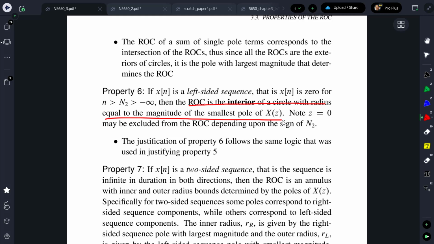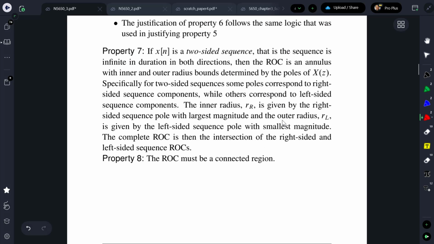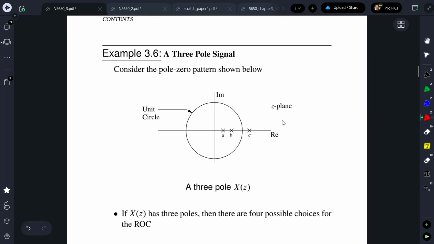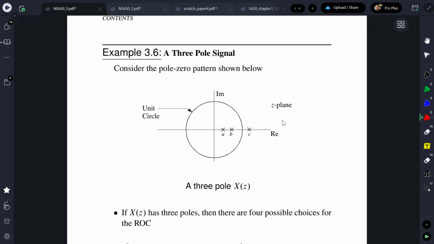And if you have a two-sided sequence, that just means you've got a combination of left and right-sided terms in your underlying sequence. The ones that are right-sided will set the outer radius, and the ones that are left-sided will set the inner radius. So only the highest value for the outermost and the lowest value for the innermost? Correct, absolutely correct. So now we're going to test our knowledge and see what makes sense.